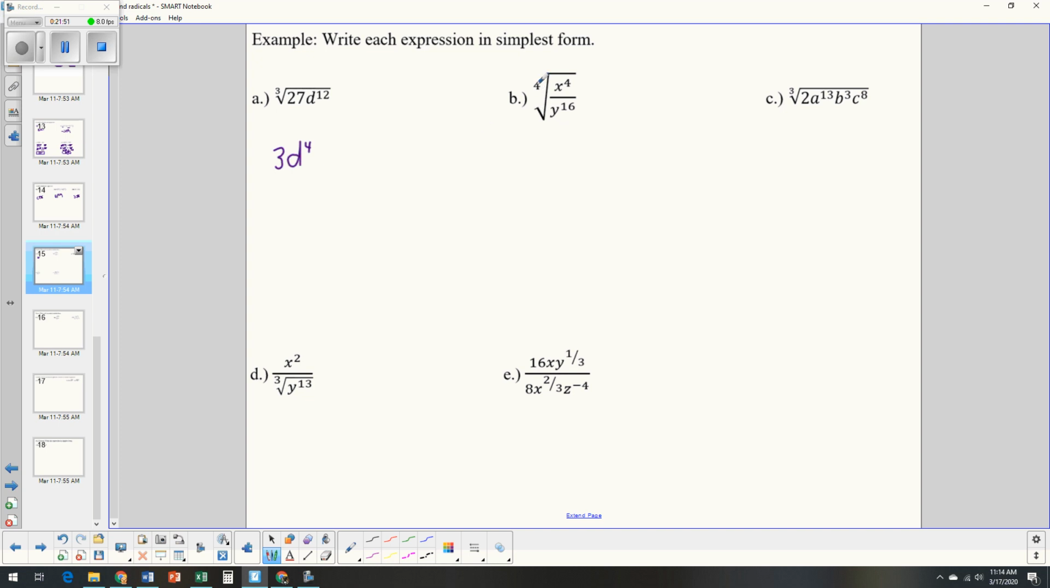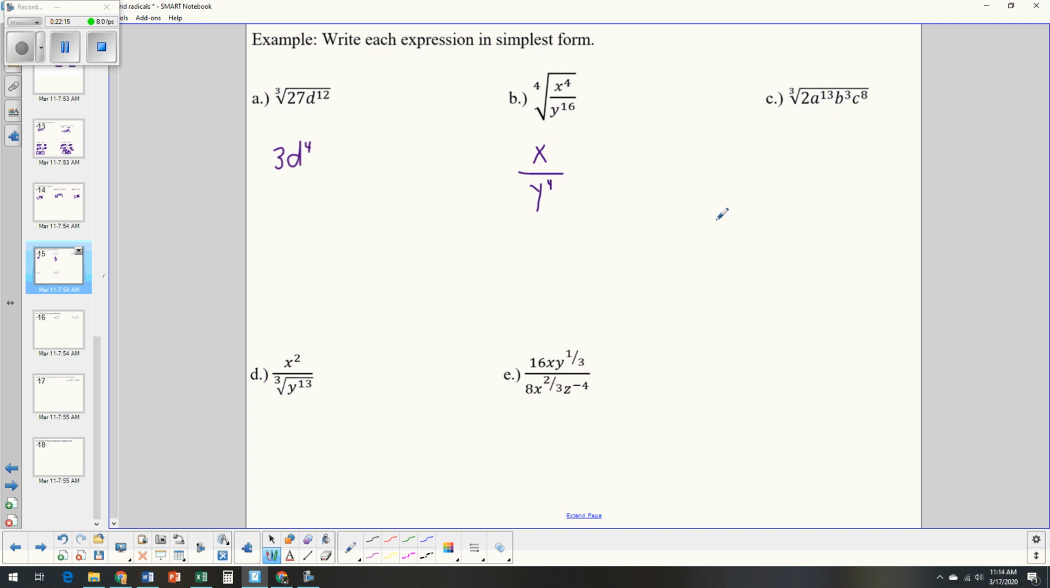Here, the 4th root of x to the 4th over y to the 16th, so we're going to make sure we take the 4th root of x to the 4th. 4 divided by 4 is 1, so it's just x, or x to the 1st power. 16 divided by 4 is 4, so we get y to the 4th, and both of those went in evenly, so there's nothing left inside.